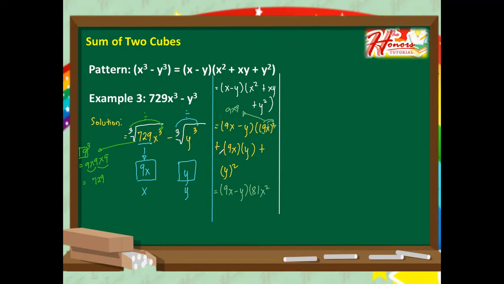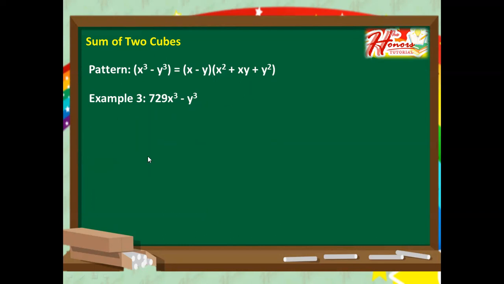And then let's have the middle term here. So that is 9, just copy 9 times x times y, and x times y is xy. And then plus, we have here an invisible 1. So 1 times 2 is 2, so y squared. So now this is the final answer, and these are the factors of 729x cubed minus y cubed.